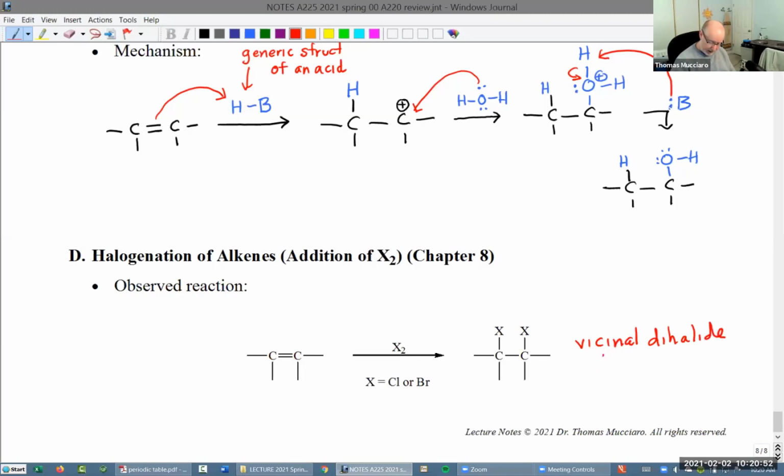And the reason for that, I just want you to remember, vicino is Italian for neighbor. So they're saying dihalides that are neighbors. In other words, they're on 2 adjacent carbons. Vicinal dihalides. So you can remember that always if you just remember vicino is Italian for neighbor.